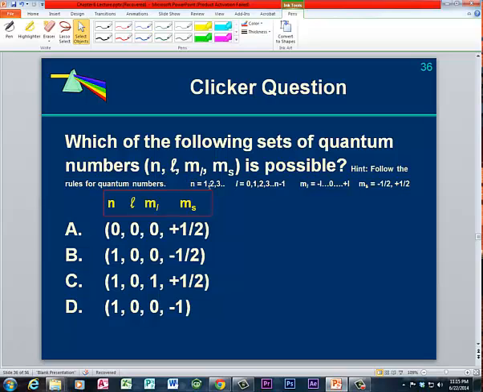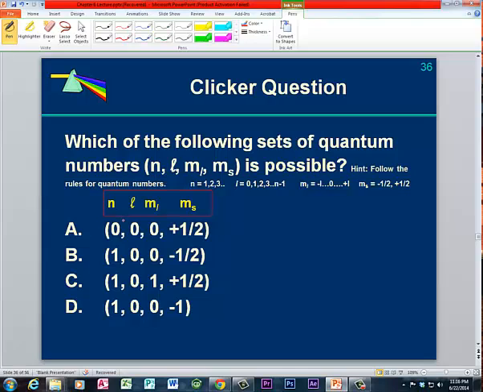n values can only be positive integers, 1, 2, 3, 4, 5, 6, and so on. l values can be 0 all the way up to a maximum of n minus 1. m sub l can only be minus l through 0 to plus l, and it can be any of those. m sub s can only be minus a half and plus a half. So let's go ahead and solve our problem according to the rules of quantum numbers.